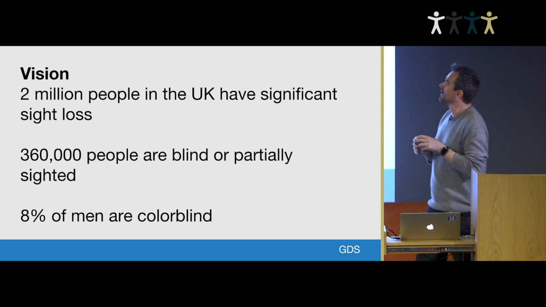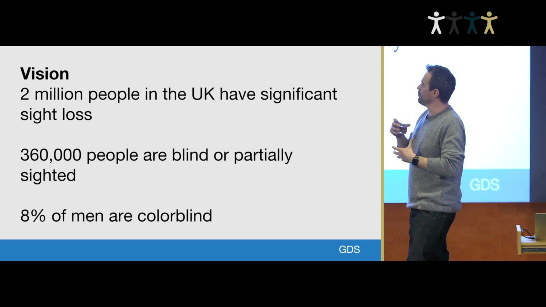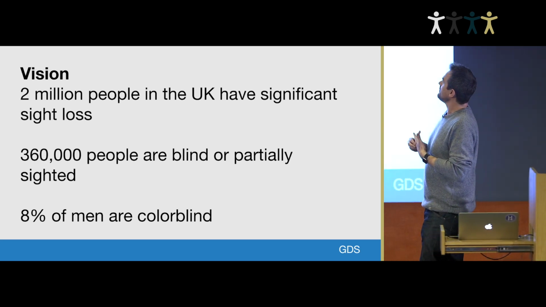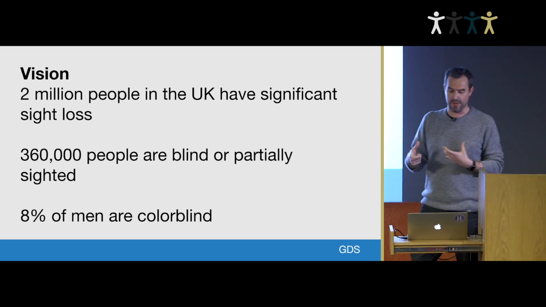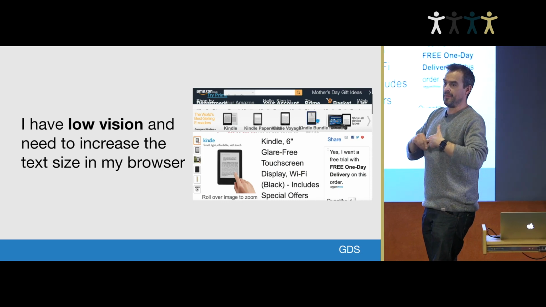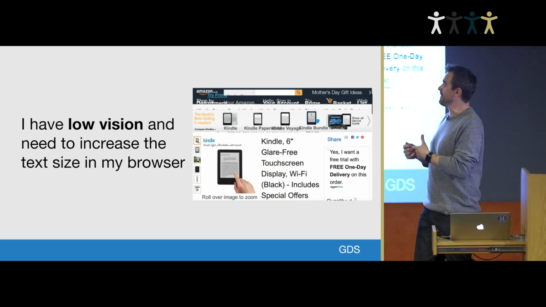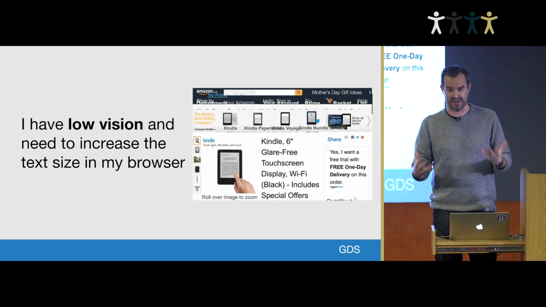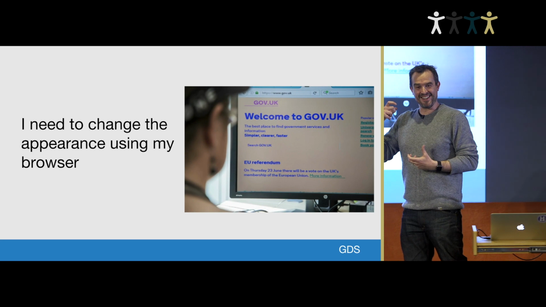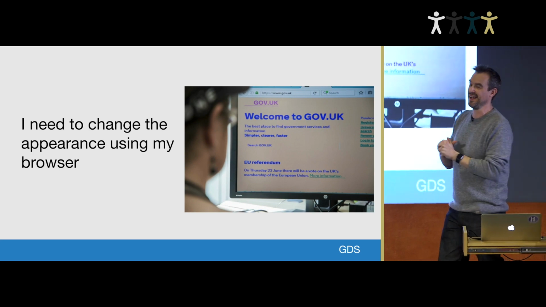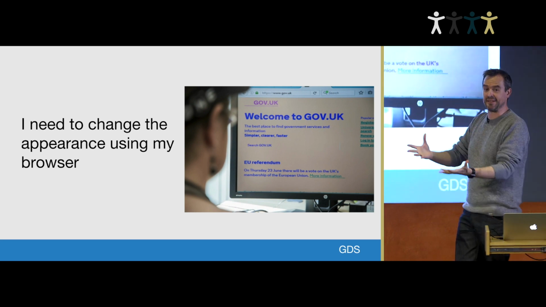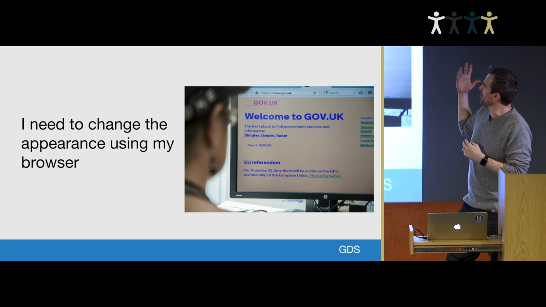So I'm going to throw just a few stats at you just to bring to life how diverse we are. In the UK, 2 million people have significant sight loss, 360,000 people are blind or partially sighted, and 8% of men are colourblind. So this definitely means that among the people using your digital products or services, there will be people that have low vision and need to increase the text size in the browser so that they can read what's on the screen. There will be some people that need to change the colour settings. This is actually a picture of Arian. So you can see Arian changes the black text to blue and the background to cream.